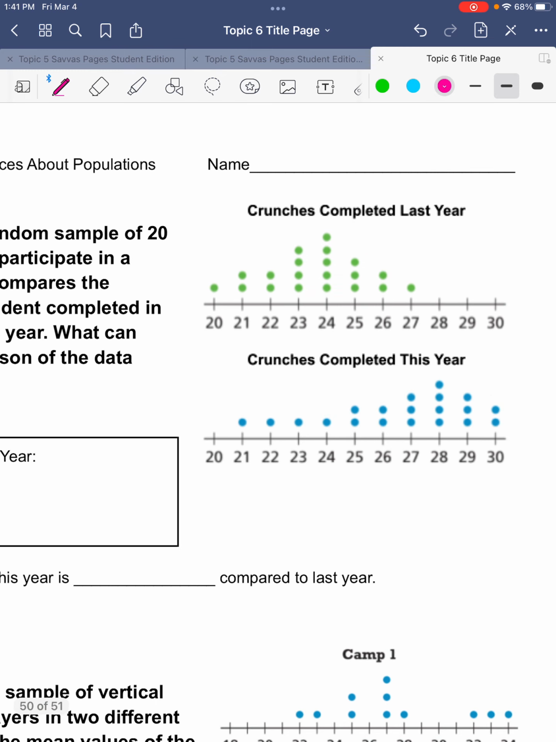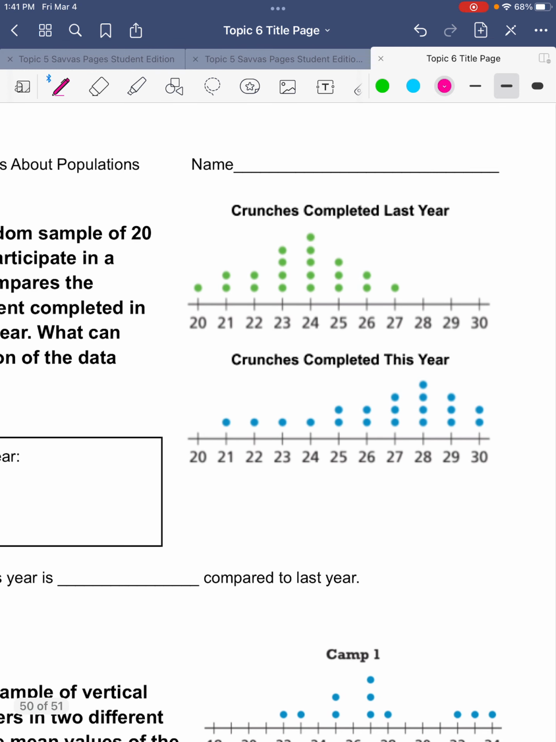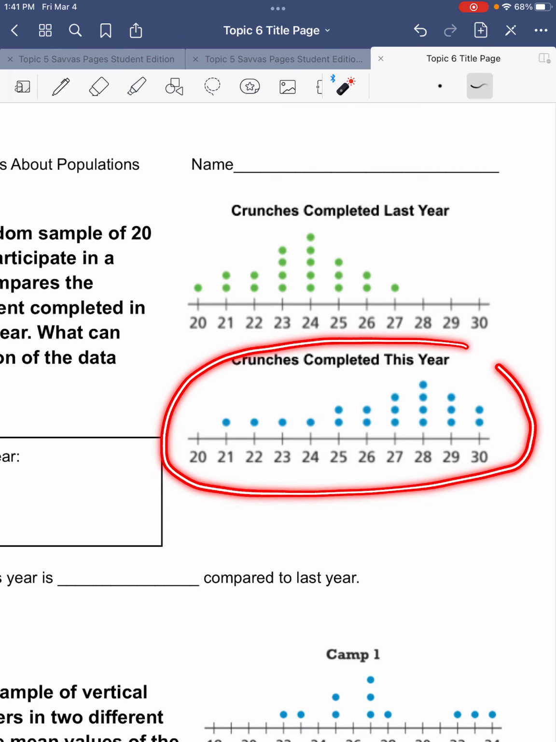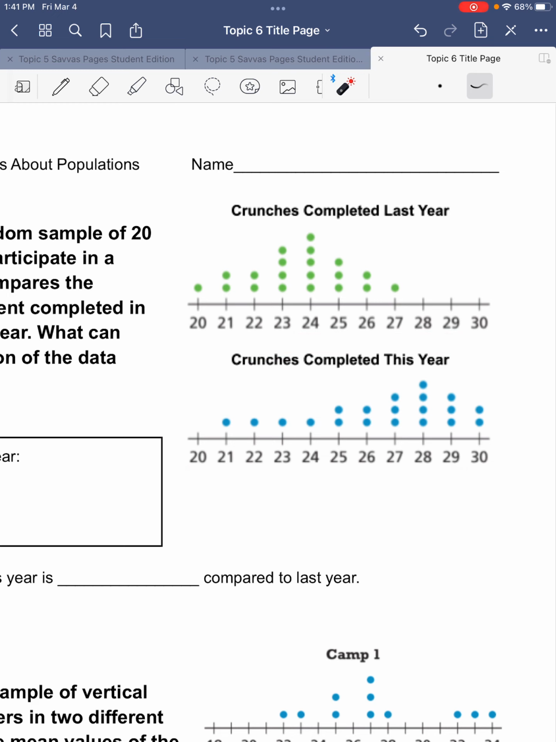Okay, so let's look at our data sets. In green, up here at the top, we have our dot plot for crunches completed last year. And in blue down here on the bottom, we have crunches completed this year, another dot plot. So we're comparing these two data sets. Now, one of the first things I notice is my mode, the number that occurs most often. For last year, it was 24, and for this year, it's 28. So based on that, I would guess that the number of crunches completed this year is greater than the number of crunches completed last year.